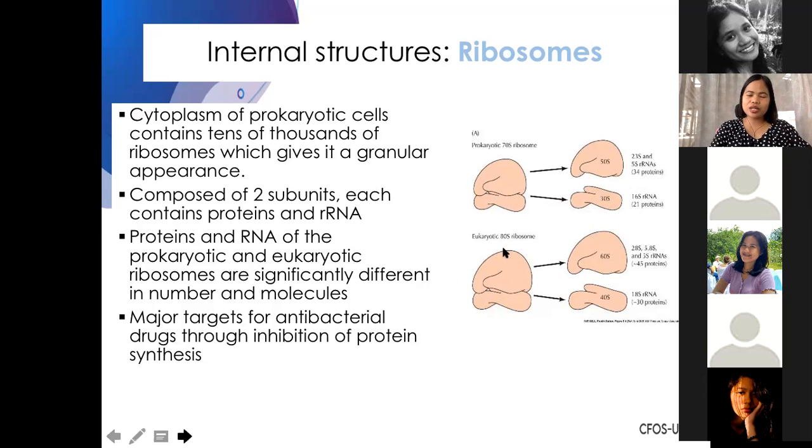Look at this eukaryotic 80S ribosome. It has a 60S larger subunit with 45 proteins, and it has a 40S, no, smaller subunit composed of 30 proteins. So the composition of the eukaryotic ribosome is different. But take note, both the larger subunit and the smaller subunit of a ribosome contain proteins and rRNA, ribosomal RNA. All right. So, any question with the ribosome?